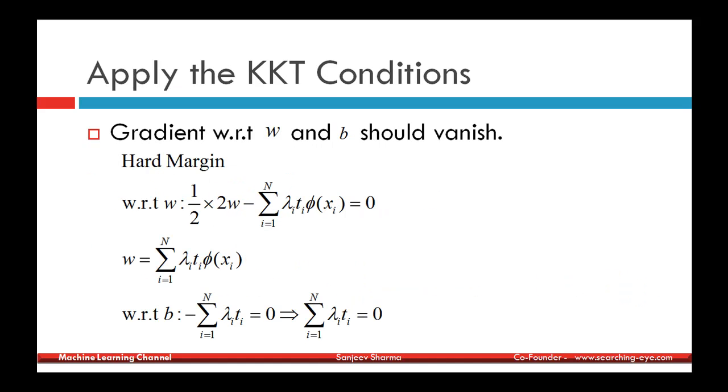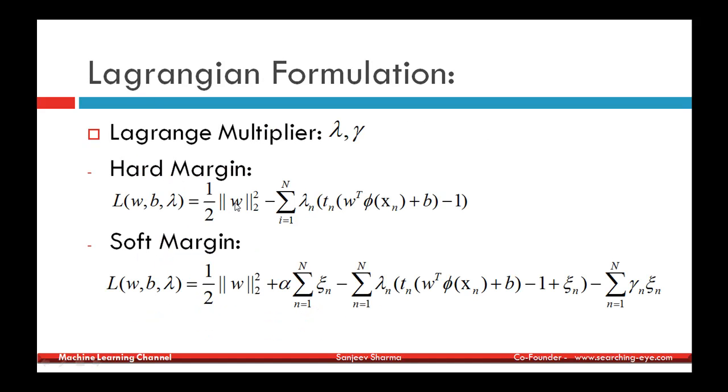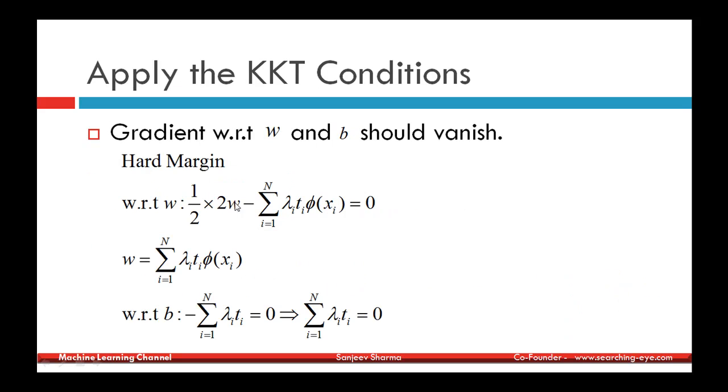So first we'll consider the hard margin problem. Differentiating the Lagrangian function with respect to w and b will give us the condition that w is the sum over i from 1 to n of lambda i times ti times phi of xi, and differentiating with respect to b will give us that the sum over all i from 1 to n of lambda i times ti should be equal to 0.